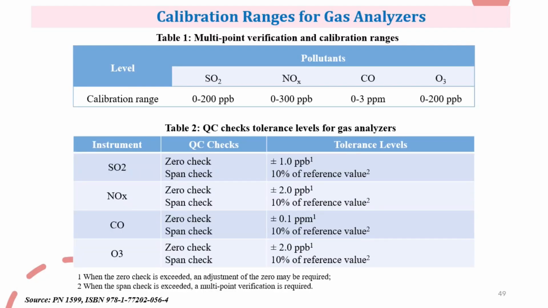This slide shows the calibration ranges for gas analyzers. We have 2 tables here. The first lists the calibration ranges for pollutants like sulfur dioxide, nitrogen oxides, carbon monoxide and ozone in parts per billion or million. The second table outlines the tolerance levels for the quality control checks, which includes limits for zero and span checks for these pollutants.